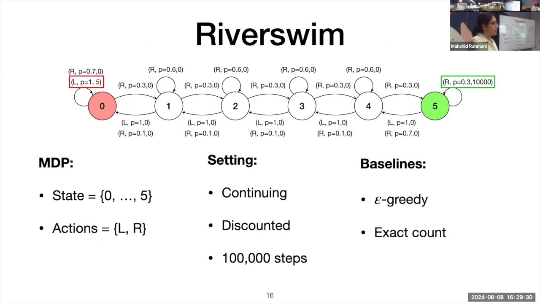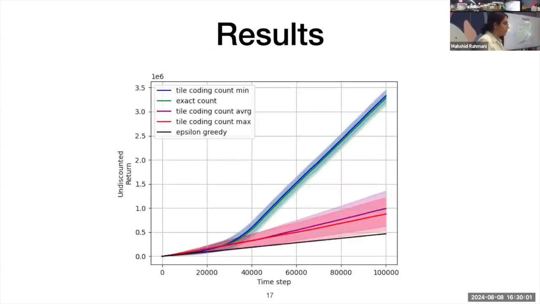Again, I'm running my experiments on RiverSwim, which I showed you before. Here it is, the MDP. There are 6 states, and the actions you can pick are left or right. My experiment setting is continuing. I'm running these for 100,000 steps, and they're discounted. The baselines I'm comparing to are epsilon greedy and the exact count method. And so these are my results.